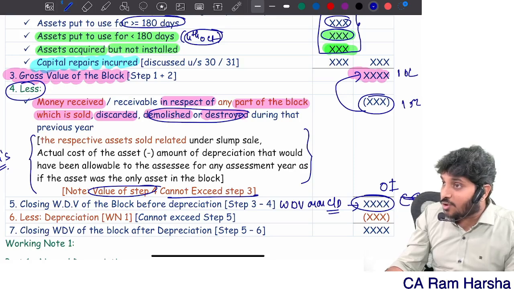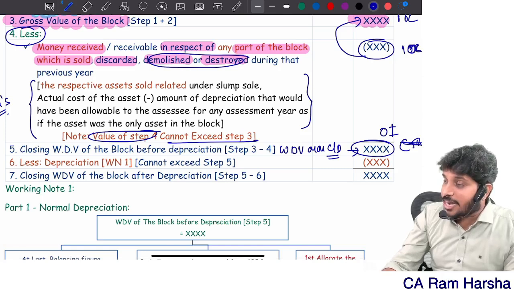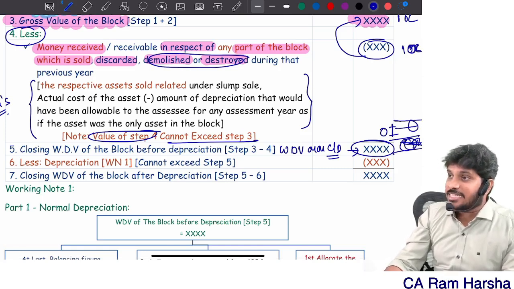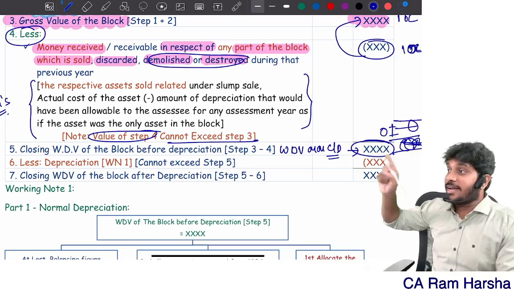It can never be negative, no? Block value can never be negative, right? So what will I reduce? 10 only I will reduce. So block value will be balanced 0. After amount received, it cannot be negative. It can only be 0.